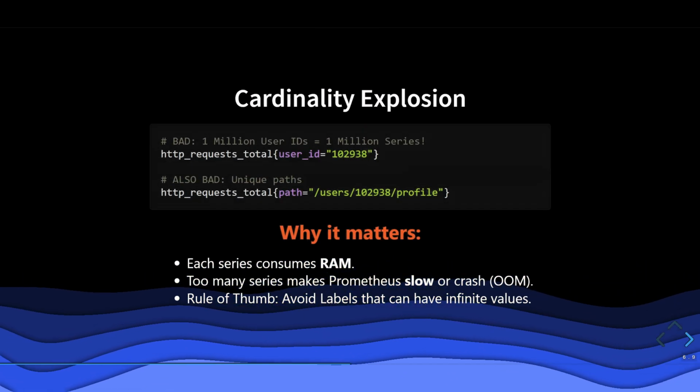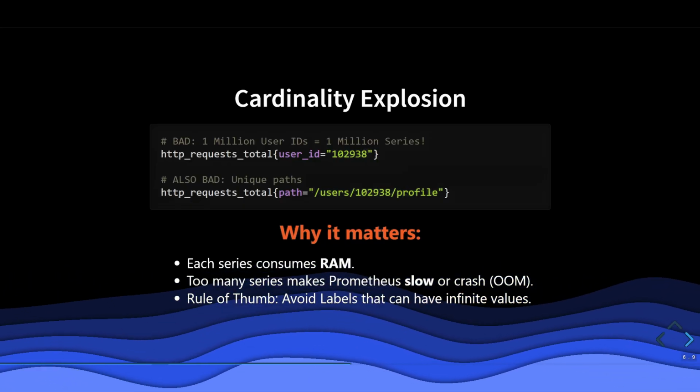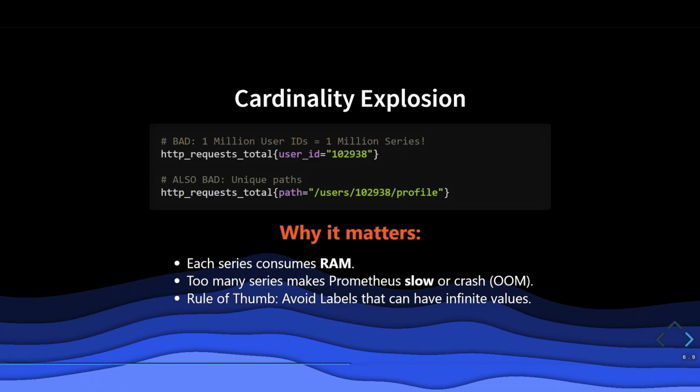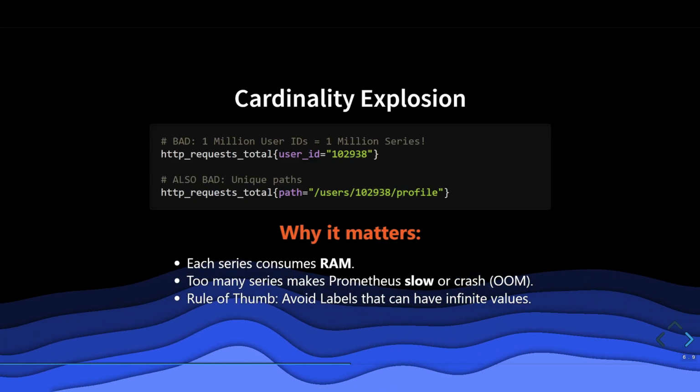Cardinality explosion. Why does it matter? Each series consumes RAM. If you have too many, Prometheus can slow down or crash. Rule of thumb: avoid labels that can have infinite values, like user IDs.